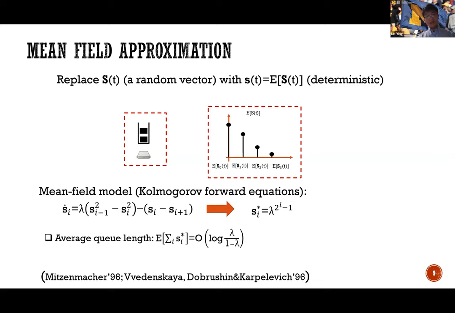You don't need the expected value. You can just sum these Si together. And what you get is the average Q length now is log of lambda over 1 minus lambda, okay? So that is under the power of 2 choices.